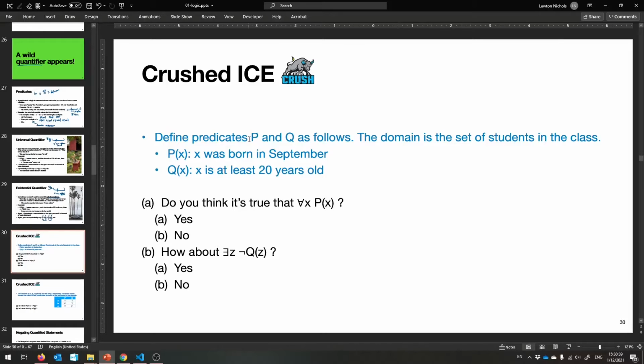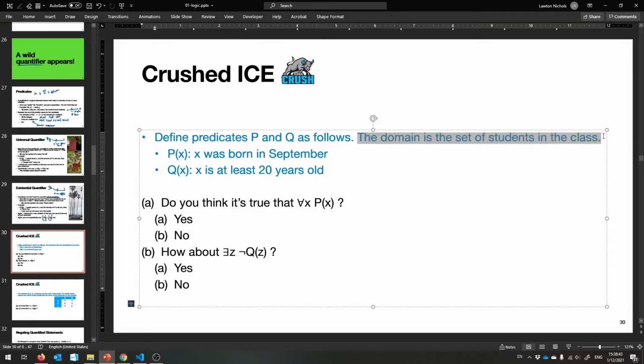So let's define two predicates, P and Q, and the domain is the set of all students in the class. So whenever we introduce a variable for these predicates, that variable ranges over all the students in this class. P of X, we'll define to mean X was born in September, and Q of X to mean that X is at least 20 years old.